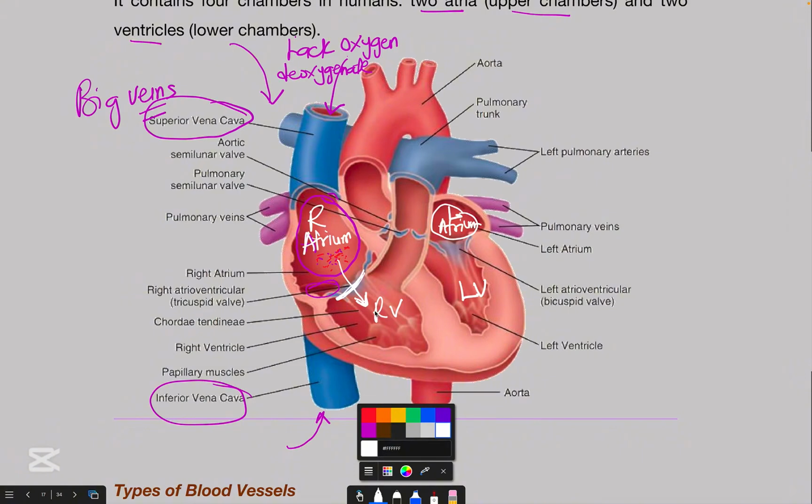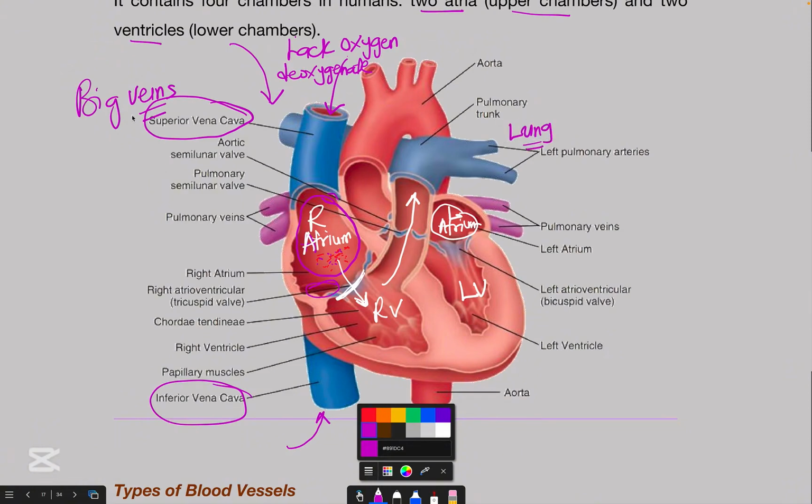Are you getting it? Now, listen. From this right ventricle, this blood will now go through what we call the pulmonary artery to the lungs. The pulmonary artery goes to which part of the body? To the lungs. Pulmonary artery to the lungs.